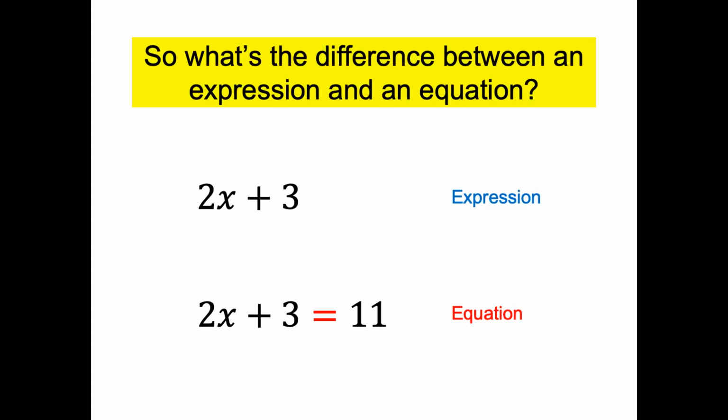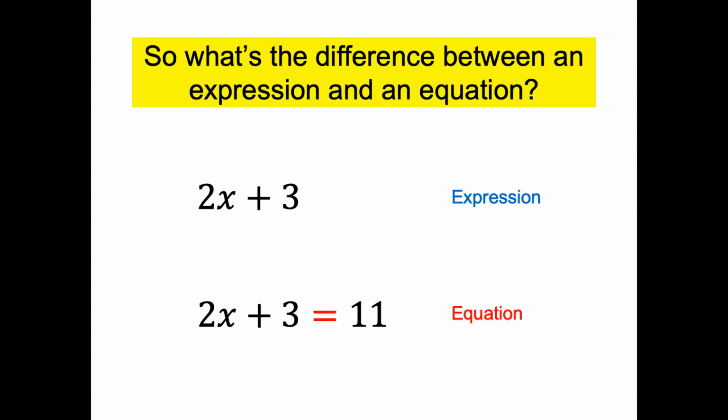Now, you might say also that an equation has two sides, where an expression only has one side. What an equation does is it shows that two expressions have the same value. They're equal to each other. The left side equals the right side. Kind of hard to see here because this says 2x plus 3.